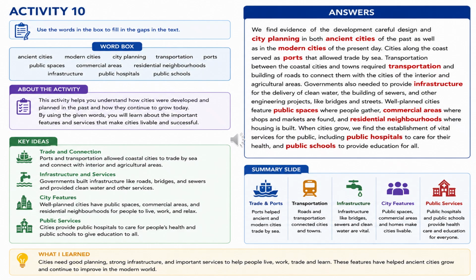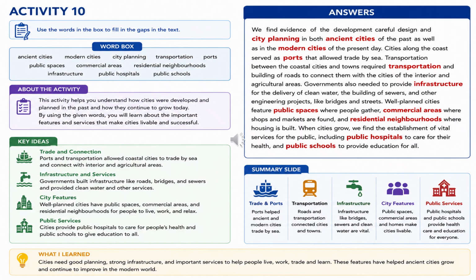So next we have ports. Ports are important because they allow ships to transport goods and connect countries through trade. Next is transportation. Good transportation systems such as roads, railways, and bridges connect cities with towns and farming areas, making travel easy and trade much better.